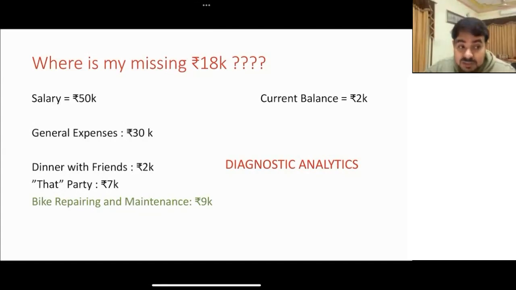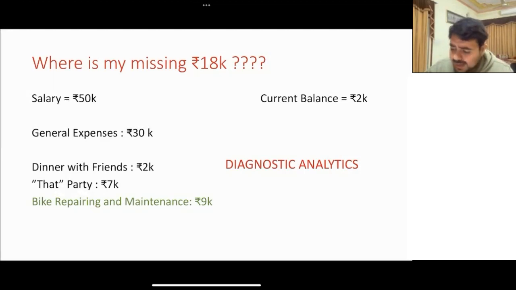Now, it's good that we have descriptive analytics so that we can alert our PMs and higher management. It's also our job to tell them why it happened so that they can pinpoint and take decisions on that. So yeah, this is called diagnostic analytics.